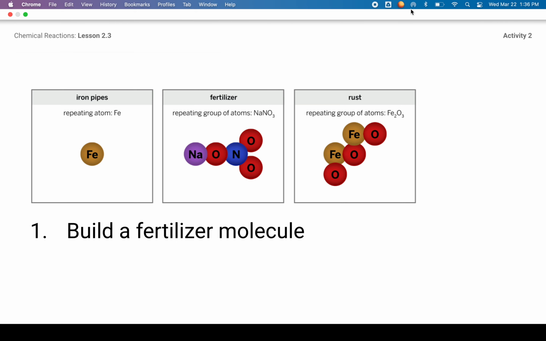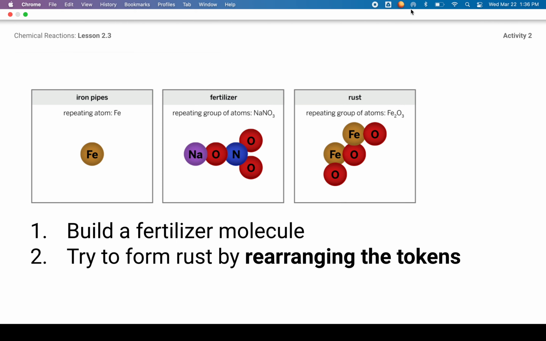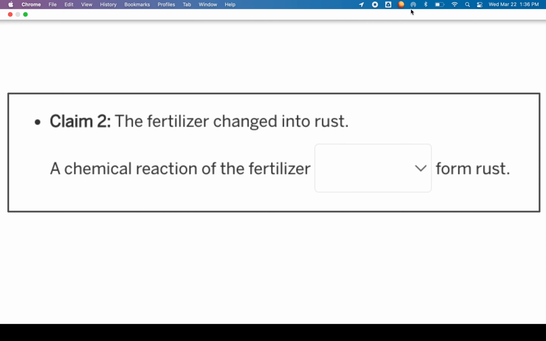So I said, let's go ahead and build a fertilizer molecule. Everybody did it. And then I said, okay, now rearrange just that molecule and make rust. And very quickly, everybody said, wait a second, we can't do that. We have 3 oxygens for the rust, but I don't have any iron. So go into your activity number 2, and let's go to claim number 2, the fertilizer changed into rust. And of course, the answer you're going to toggle on there is that a chemical reaction of just the fertilizer cannot form rust. It's just chemically impossible.